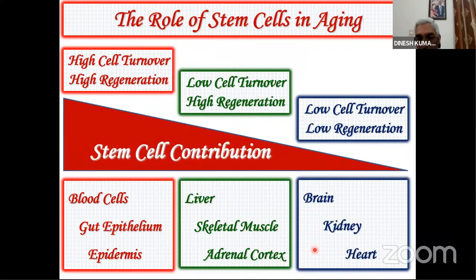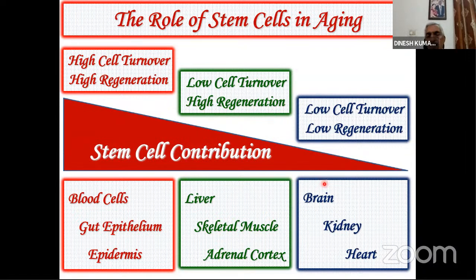How does aging happen? First of all, let us discuss the role of stem cells in the aging process. Blood cells, gut epithelial cells, and epidermal cells, which I have discussed earlier, have high cell turnover and high regeneration because these cells are rapidly lost in day-to-day life. The stem cell role is greater here. The liver, skeletal muscle, and adrenal cortex are lower than this, with low turnover and high regeneration.